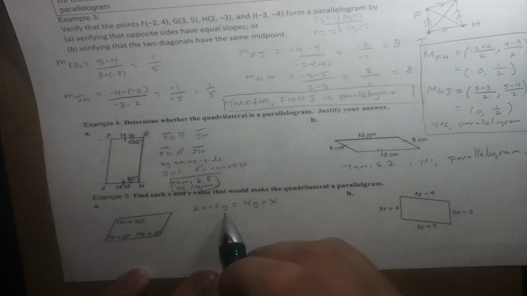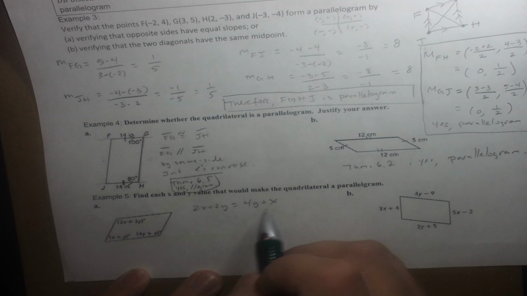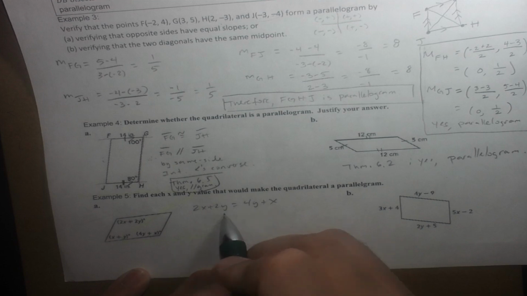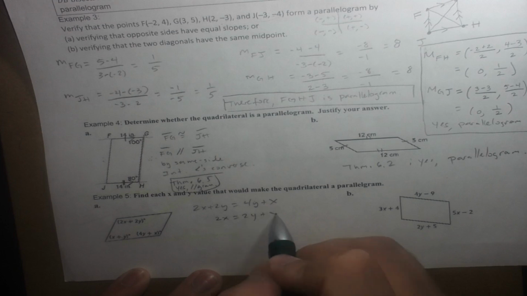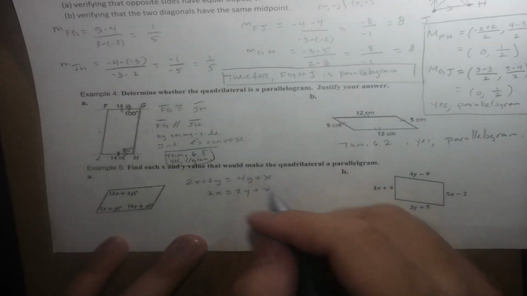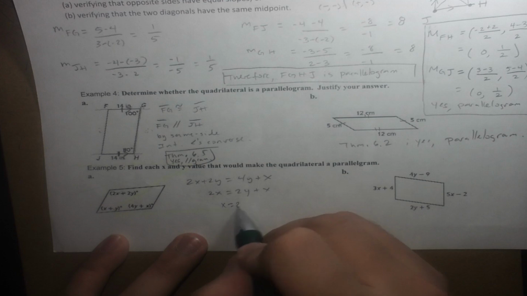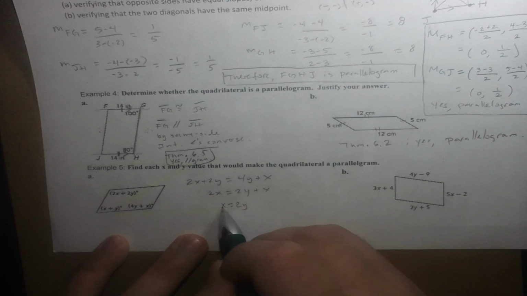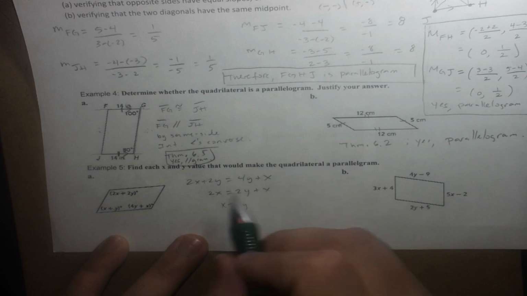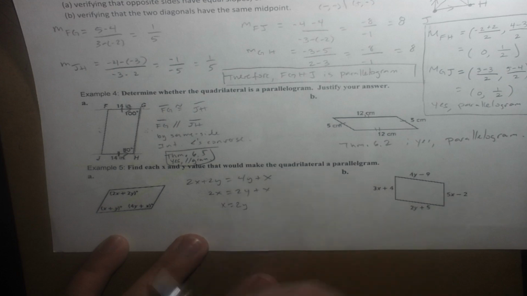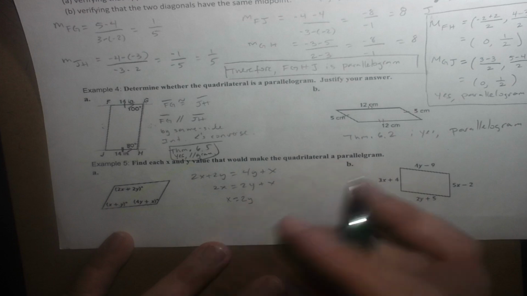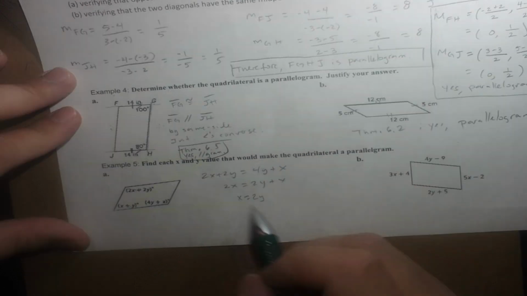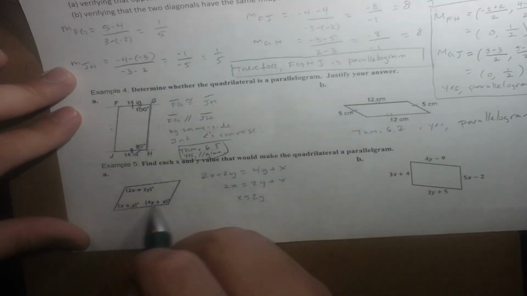I'm going to subtract both sides by 2y. So I get 2x equals 2y plus x, and then I'll subtract both sides by x here, and I get x is equal to 2y. Ooh, x is equal to 2y. I have a variable equals twice another variable. This is not it, right? So let's try something else. So let's try these two angles.